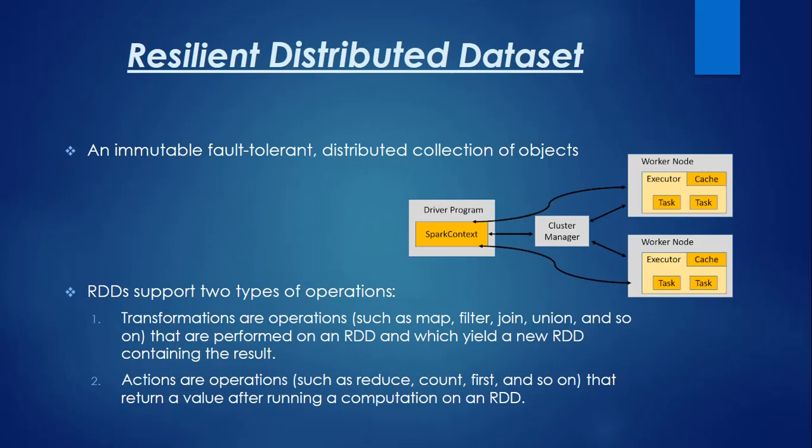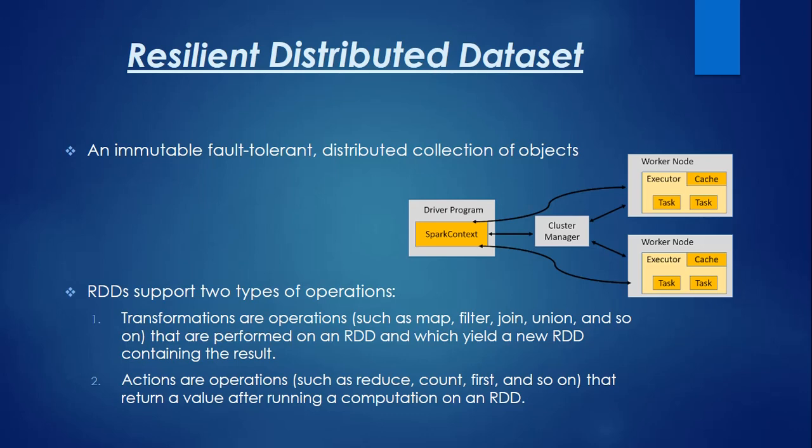Now, resilient distributed dataset. Let's talk about this. Spark introduces the concept of an RDD, resilient distributed dataset, an immutable, fault tolerant distributed collection of objects that can be operated on in parallel. An RDD can contain any type of object and is created by loading an external dataset or distributing a collection from the driver program. RDDs support two types of operations. Transformations are operations such as map, filter, join, union, and so on that are performed on an RDD and which yield a new RDD containing the result.